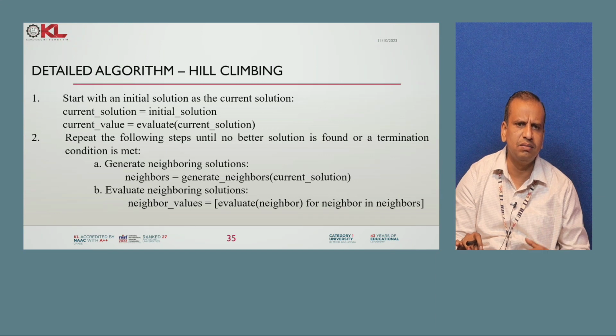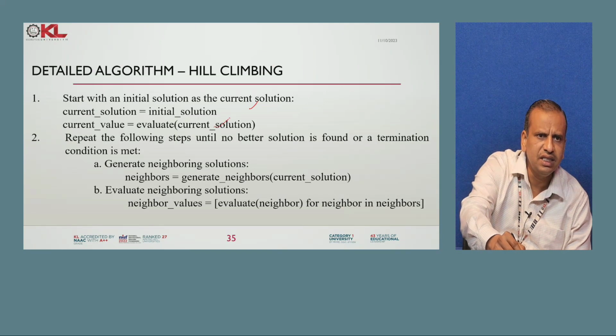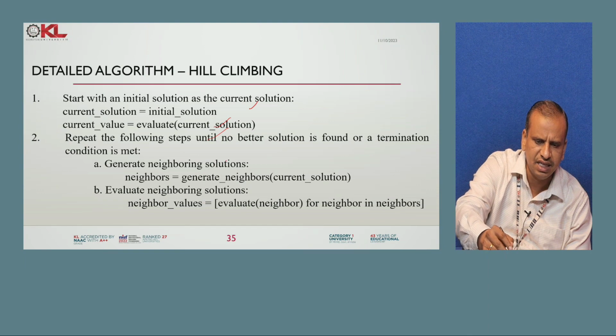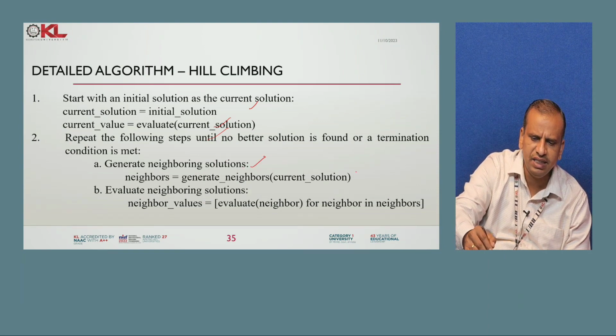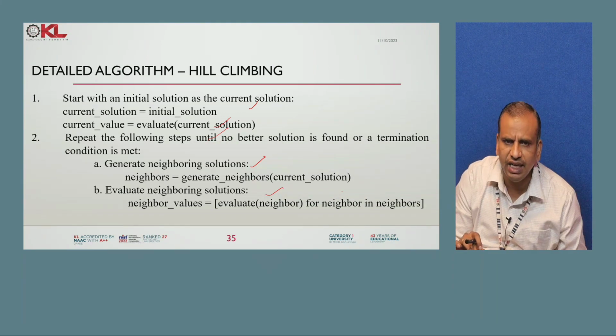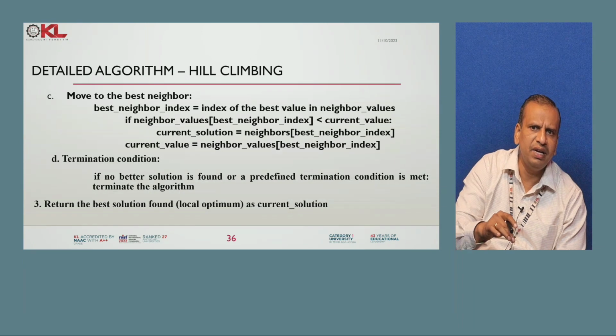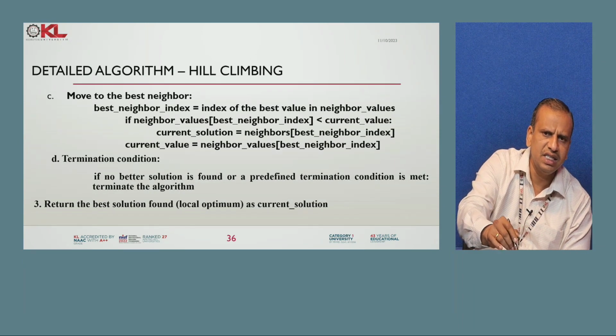A detailed algorithm, step by step, we can generate it. Start with an initial solution, current state and current value. Repeat the following steps until the termination condition. Generate the neighbors. If a neighbor is better, the new current state is updated. Evaluate the neighbors for the best solution. That is called hill climbing. Move to the best neighbor, and check whether the condition is reachable, and so on.